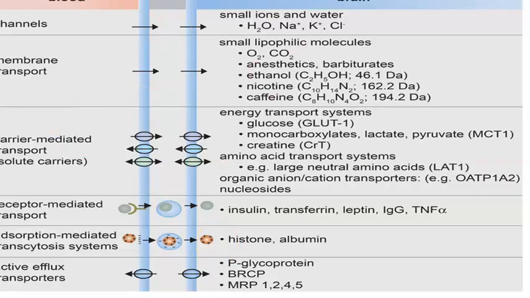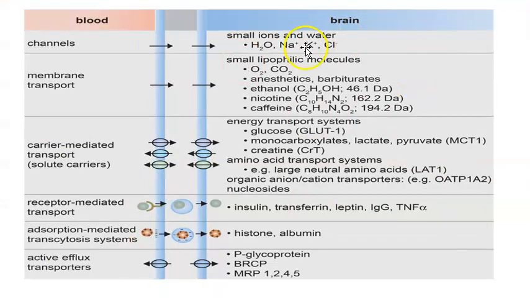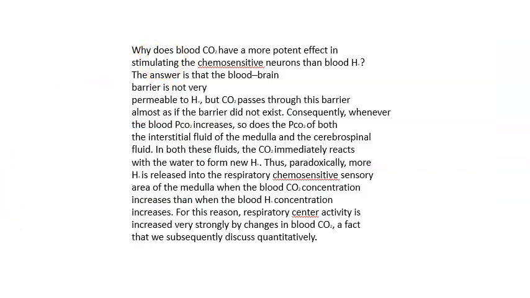Now same thing, what will cross they have shown here. So we already told you water, sodium, potassium, chloride, oxygen, carbon dioxide, anesthetics, ethanol, that is alcohol, we already told you. Caffeine also crosses, you can write. Then glucose will cross, we already told you this. Amino acids will cross, please write amino acids also. Then what else will cross? All that you can see here. Okay, next, carbon dioxide crosses, that they are trying to repeat again.